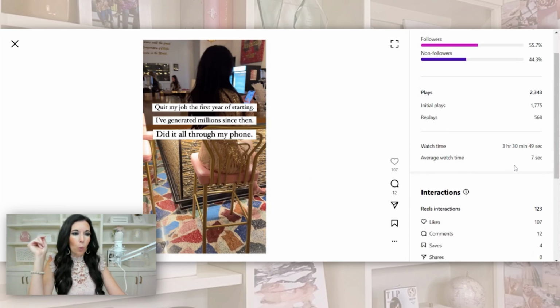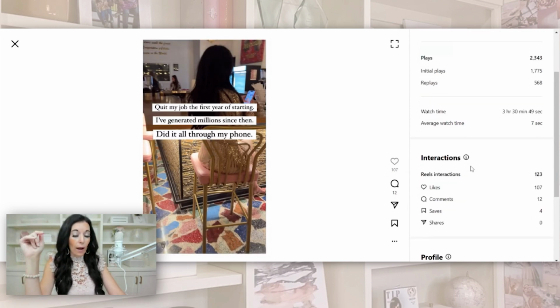So watch time is important, but the average watch time here is 7 seconds. This video was 12 seconds, which is actually a little long, but that's okay. And so we know average watch time, replays, all the things. That's really helpful and powerful, and it's going to give you the analytics you need to figure out your next steps. I'll tell you what to do with all of this information.